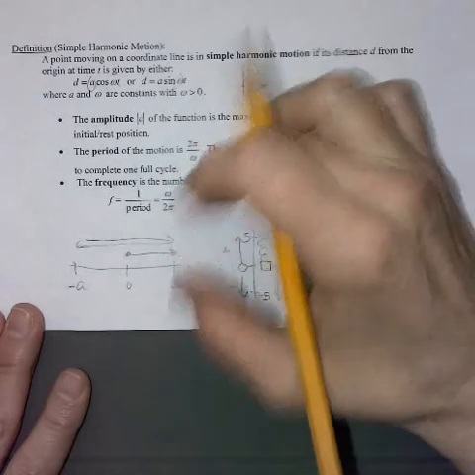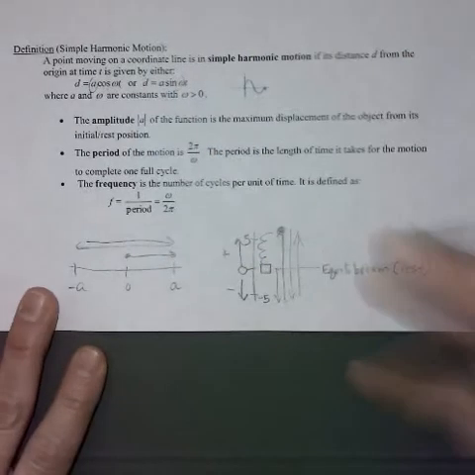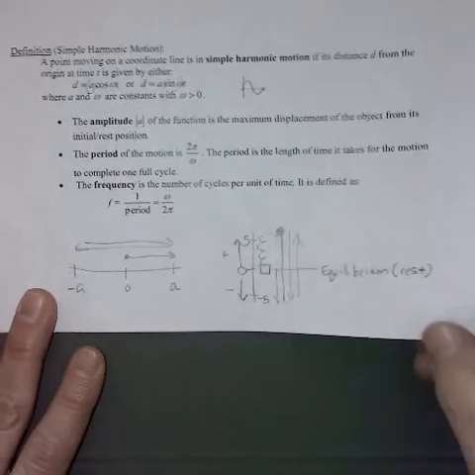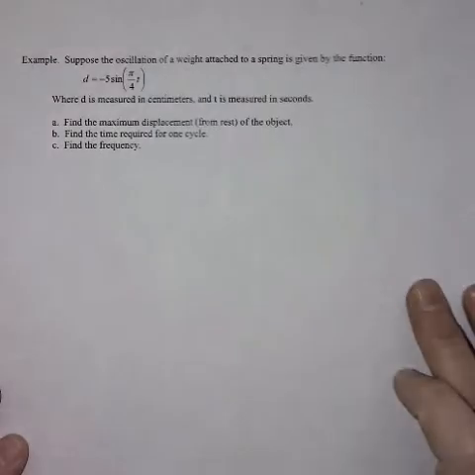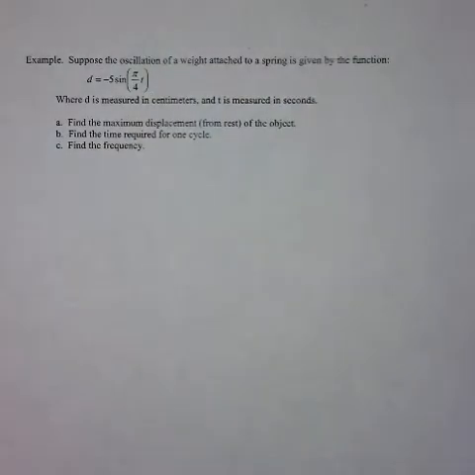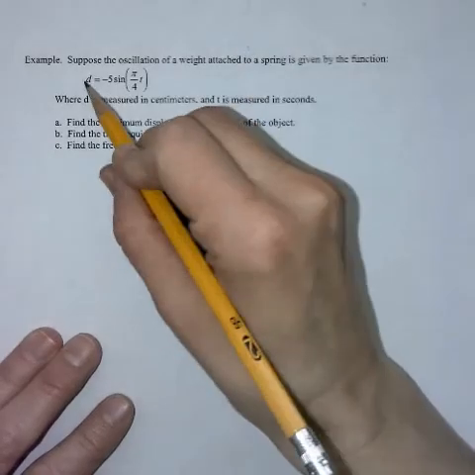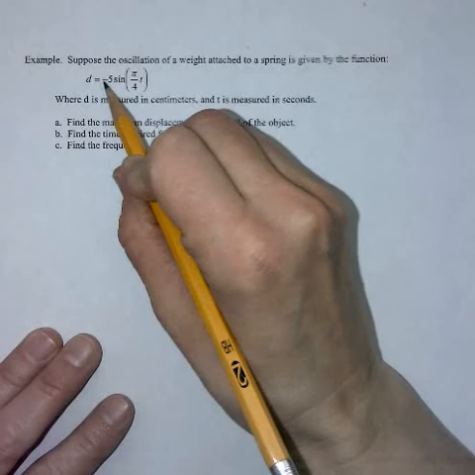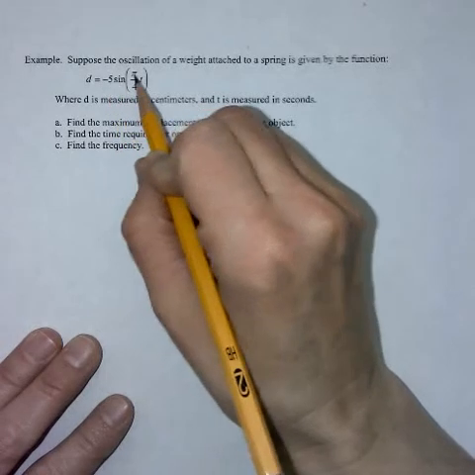We'll do an example here, and I'll explain the units when we do the example. Okay? So let's go ahead and do an example. In this example, we have a weight attached to a spring, like I talked about before, and the distance is given by the formula -5 sine pi over 4 times t.